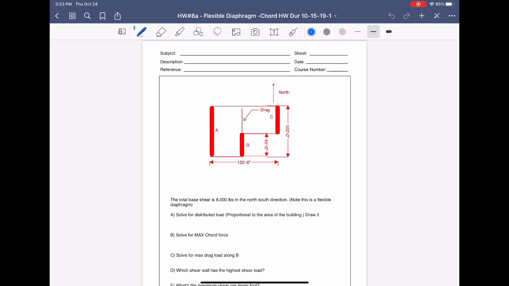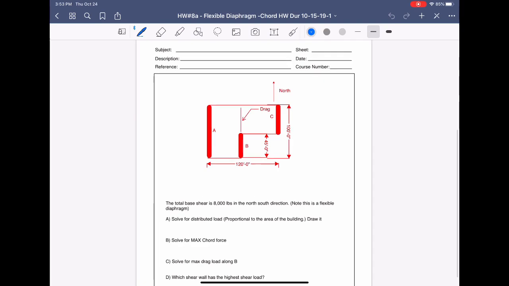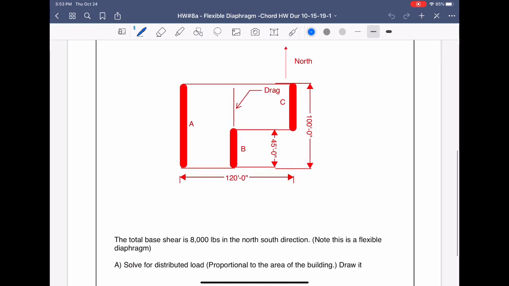So I wanted to go over this one, which we would go from case by case to solve everything. Okay, so we'll take it nice and slow, and we'll focus on seismic loading. Now, the total base shear applied to this building is 8,000 pounds in the north and south direction. Note this is a flexible diaphragm.